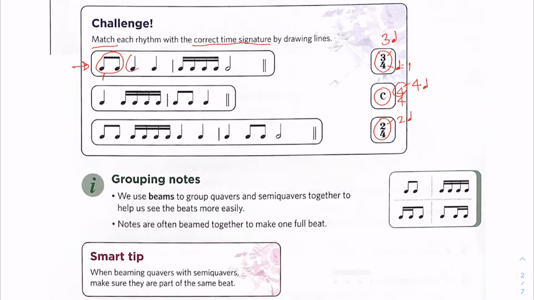Next we have a crotchet, which is beat 2, and another crotchet, which will be beat 3. Then we see a bar line, so we have to stop here because every time after the bar line, we'll have to start with 1 again. Since there are 3 beats in every bar, we know that this is 3/4 time. So I'm going to match this with 3/4 time by drawing a line.